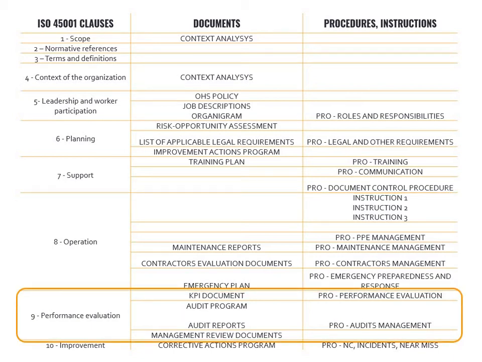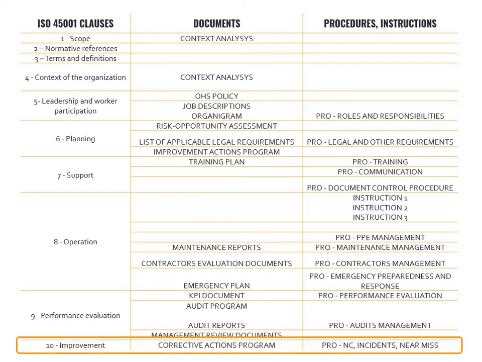Clause 9 will require you to make an audit plan and actually carry out these audits. Therefore, the auditor will ask you to provide audit reports too. Also, Clause 9 talks about management review, so it requires you to make these meetings and be able to provide the documents related to these meetings. Finally, with Clause 10, the standard asks us to have a tool to manage negative events through corrective actions.